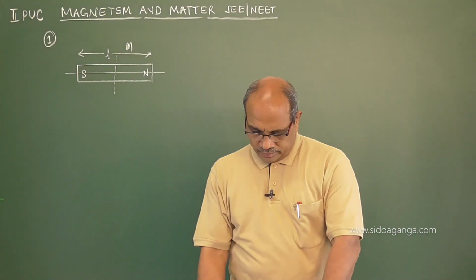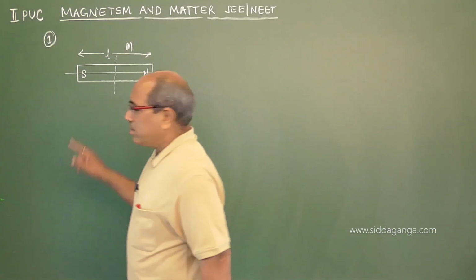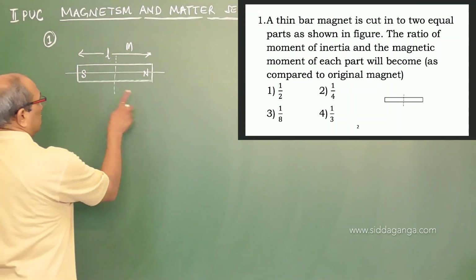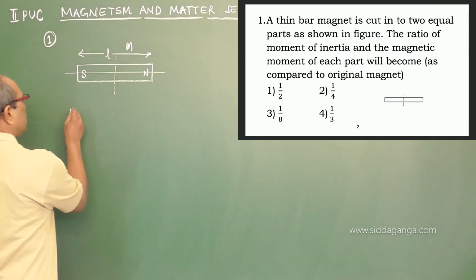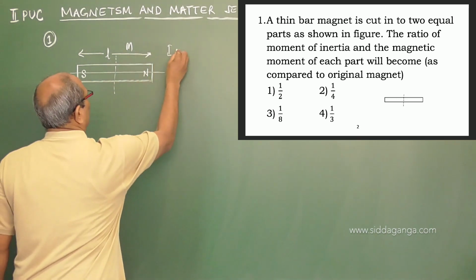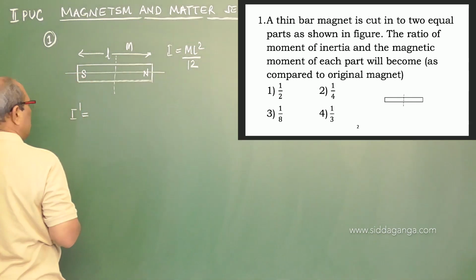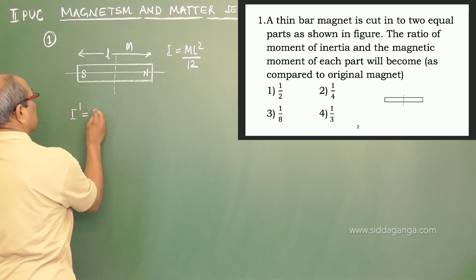See question number 1. A thin bar magnet is cut into two equal parts as shown in the figure. The ratio of moment of inertia and the magnetic moment of each part, as compared to the original magnet, will become what? You are seeing the magnet that is cut into two parts, so that the length is halved and the mass becomes half. As for the moment of inertia, generally we consider it as ml square by 12, neglecting the breadth and thickness.